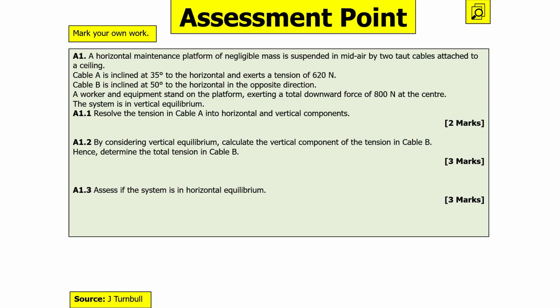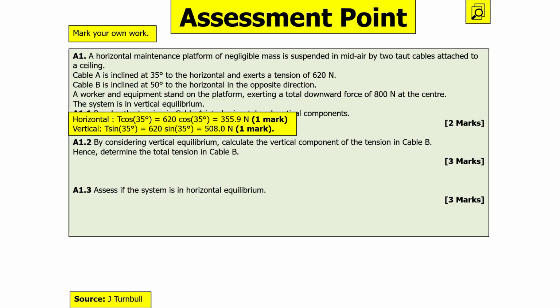Right, in our first one, horizontally, it's going to be T cos theta, so it's going to be T cos 35.